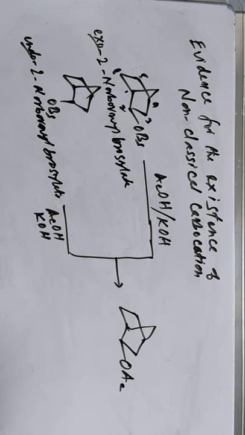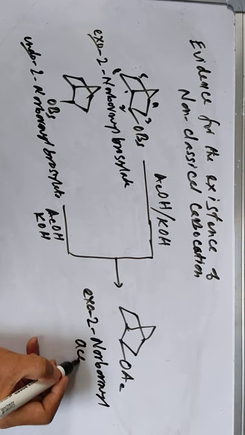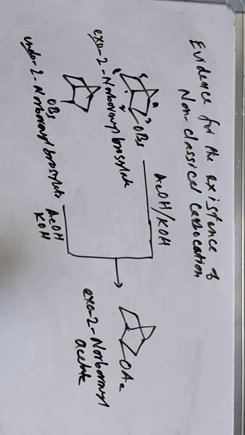They give this OAc, exo-2-norbornyl acetate. Exo-2-norbornyl acetate is formed. So from exo we get the exo product, and endo will also give the exo. From endo we didn't get the endo product. So this is how exo is formed from endo. This will explain the evidence for the existence of non-classical carbocation.